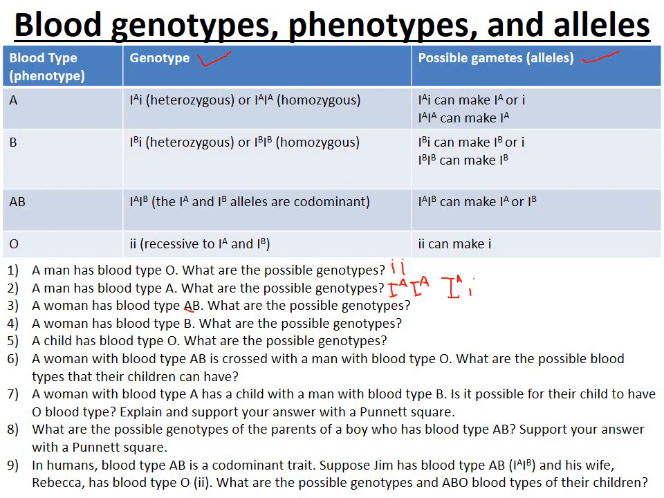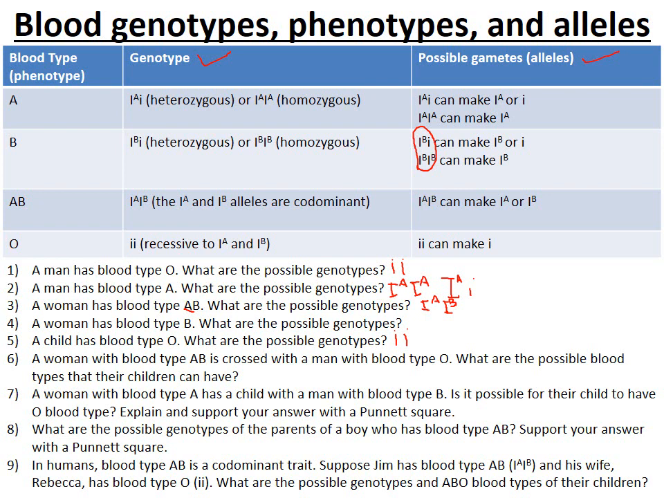If you're AB, that's the example of codominance, you have to be IAIB. If you're blood type B, same idea, IBi or IBIB. A child is blood type O, what are the possible genotypes? Same idea, little i, little i. So hopefully that's enough training to know how to correlate the phenotype to the genotype, and then you should be able to do Punnett squares.